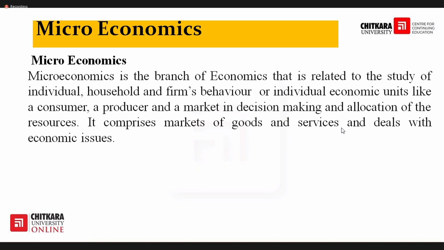Because one supplier's problem can be different from the other supplier. One customer's problem can be different from the other customer's problem. One firm's problem or one company's problem can be different from the other company's problems. So microeconomics says that all the individual units have different kinds of problems. So we have to cater to their problems on the basis of their requirements.